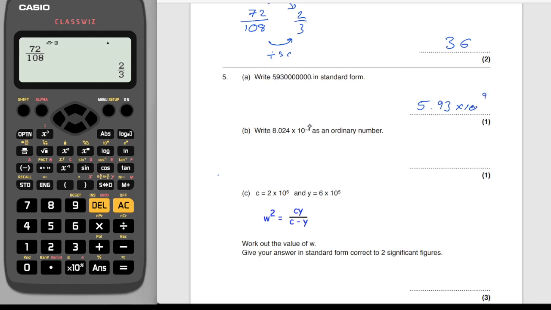Write as an ordinary number. If you've got a minus, it basically means you put 4 zeros at the front. So it becomes 0.0000, 4 zeros at the front, and then the number 8024.